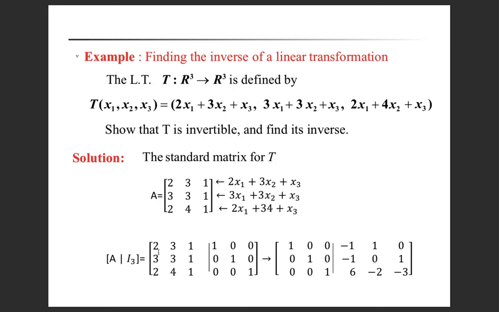So by applying different row operations, we can reduce this matrix to the identity matrix, which is 1, 0, 0, 0, 1, 0, 0, 0, 1. And applying simultaneously the same operations on the identity matrix, we will get minus 1, 1, 0, minus 1, 0, 1, 6, minus 2, minus 3 here. So this is nothing but the inverse of A.